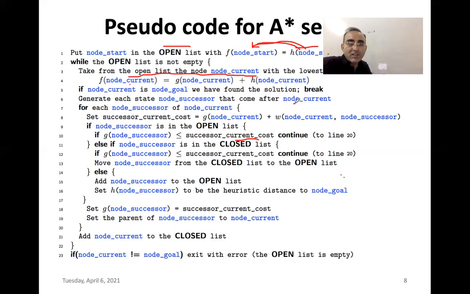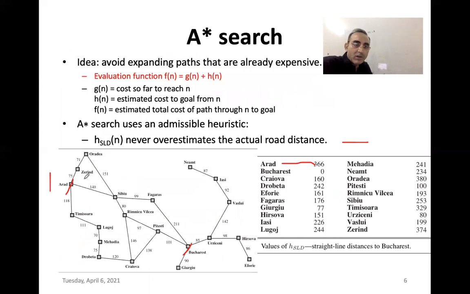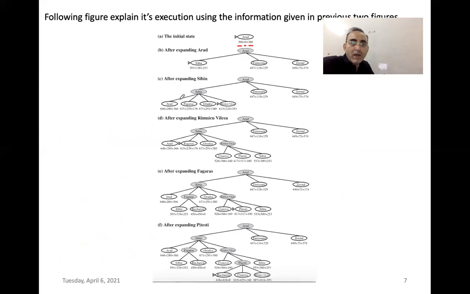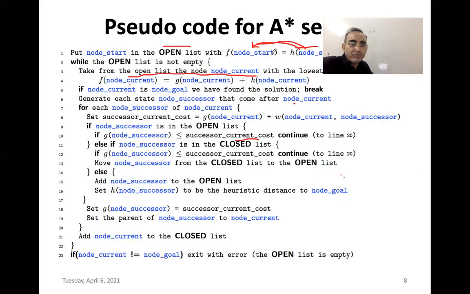So what are the successors? The successors are Sibiu, Timisoara, and Zerind. Three successors of Arad, as you can see on this map and also from this tree: Sibiu, Timisoara, and Zerind.